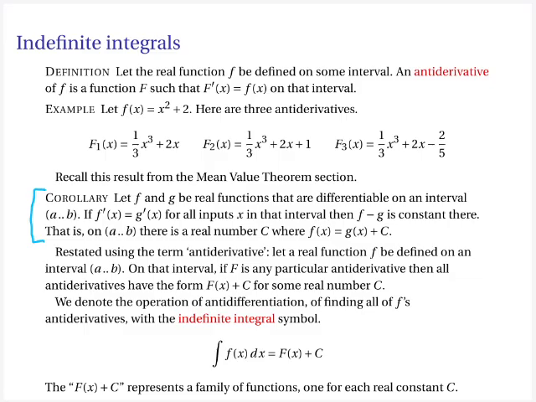Those are all antiderivatives. We denote the operation of antidifferentiation, of finding all of lowercase f's antiderivatives, with the indefinite integral symbol, and of course we use the symbol there, and in some ways it serves as an open parentheses, and there's a dx over here. We talked about that a little bit with Leibniz too. In some ways that serves as a closed parentheses. Okay, and then the capital F plus capital C represents a family of functions. So capital F plus 1, capital F plus 2, capital F plus 3, capital F plus 17.9, capital F minus pi, capital F plus 0. That's a family of functions that are related, but nonetheless infinitely many different functions.